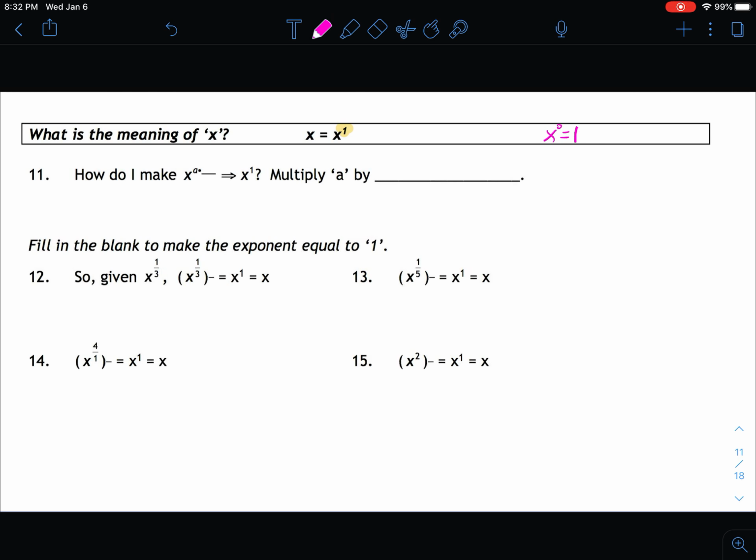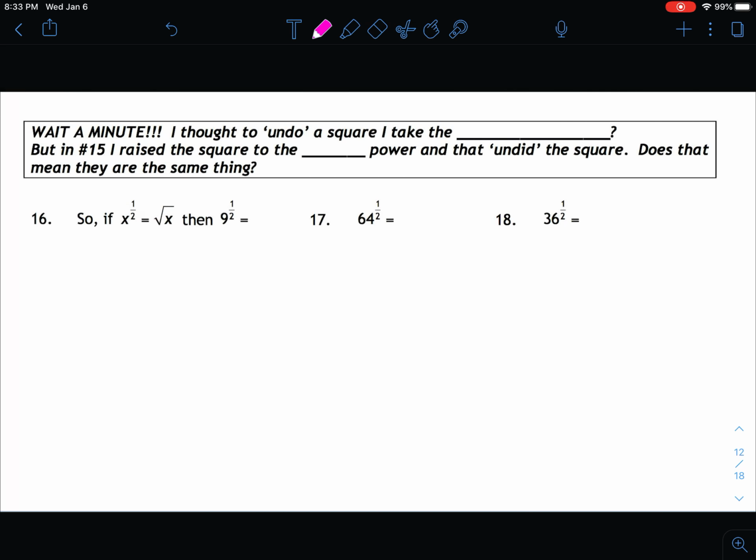Okay, how do I make x to the a equal to x to the first? So what we want to do is multiply this little exponent of a by 1 over a, which is the reciprocal. So I actually want to multiply the little exponent of a by 1 over a, and that would create x to the first. So fill in the blank to make the exponent equal to 1. Again, we're just going to go ahead and write in those little reciprocals. So each time I do this, I should get x to the first. And this is all going to lead up to our tools for solving. So just some little exponent refreshers.